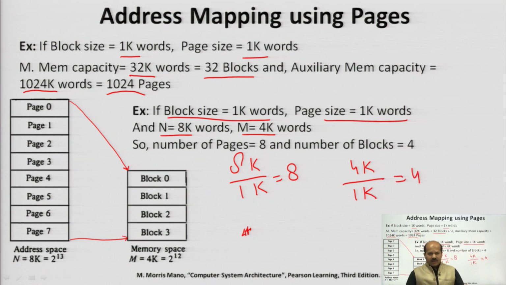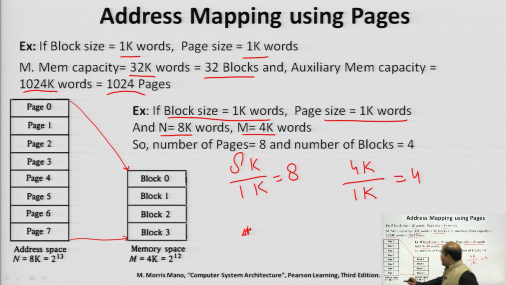So, you can understand that there are 8 pages in the address space, or auxiliary memory area, and 4 blocks available in main memory, or memory space. We have to map these 8 pages to 4 blocks. So, mapping between 8 pages and 4 blocks is required.